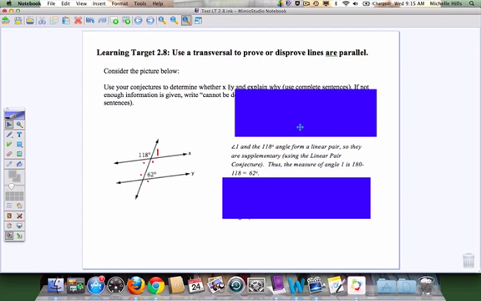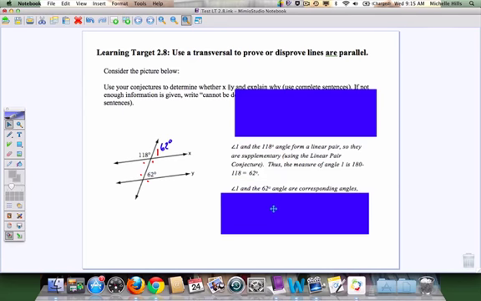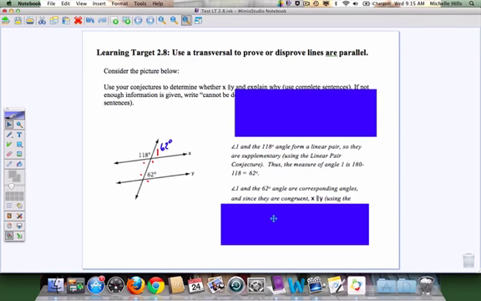So that's one part. Now I know that this, let me put it in a different color, is a 62 degree angle. The thing that draws my attention is that it's congruent with this angle. Now those are corresponding angles, so I need to use that. Angle 1 and the 62 degree angle are corresponding angles. Since they are congruent, it means that the lines are parallel.